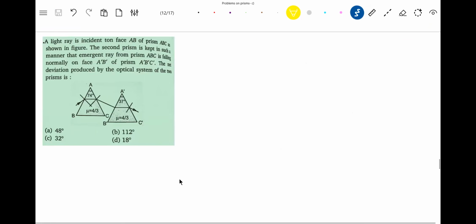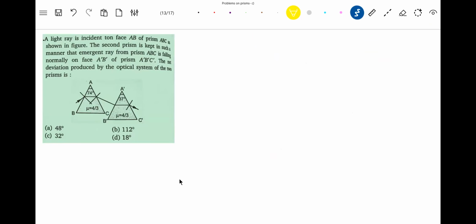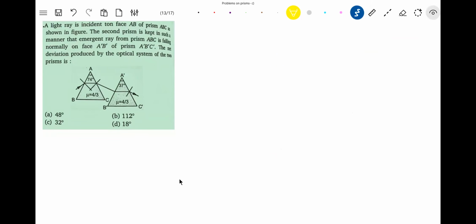Okay, we take the next one. Now this is a simple problem. First read the question. A light ray is incident on the face AB of prism ABC, as shown. The second prism is kept in such a manner that the emergent ray from the prism ABC is falling normally on the face A dash B dash. Find the net deviation produced by the optical system of the two prisms.